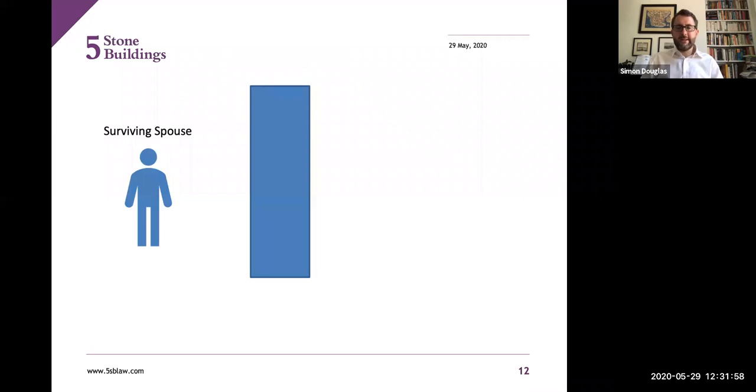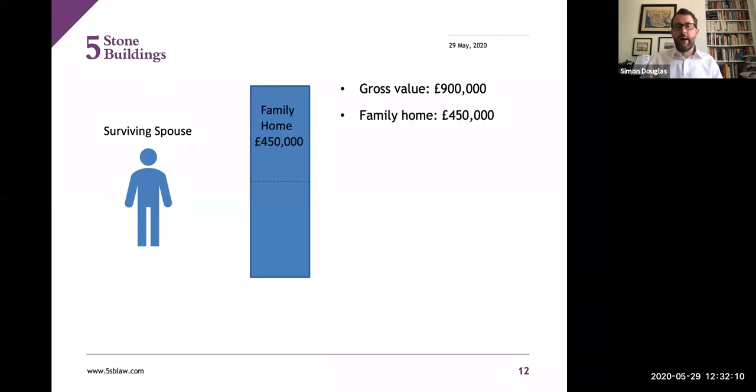So we have the surviving spouse, and their estate is represented by this column to the right. The gross value of their estate is £900,000, and it is made up in part of their family home. Let's say that the market value of their family home is £450,000 at the time of the surviving spouse's death. The remaining part of the estate, their general estate, is made up of bank money, shares, and other investments, also worth £450,000.